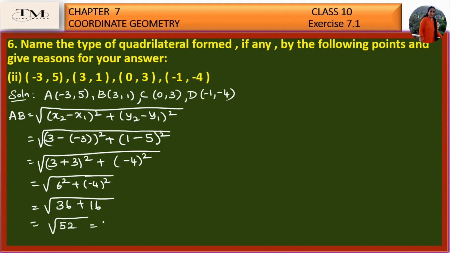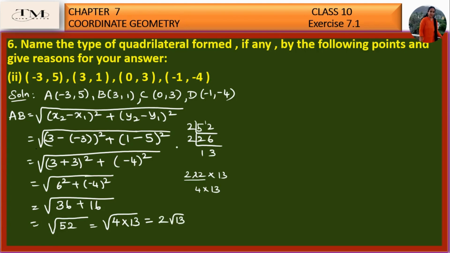So the square root of 36 plus 16 is nothing but the square root of 52. 52 can be written as 4 into 13. So you can write root 52 as root of 4 into 13, and the square root of 4 is 2. So it is nothing but 2 root 13. Okay children?